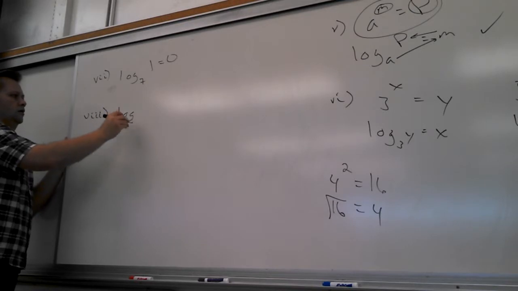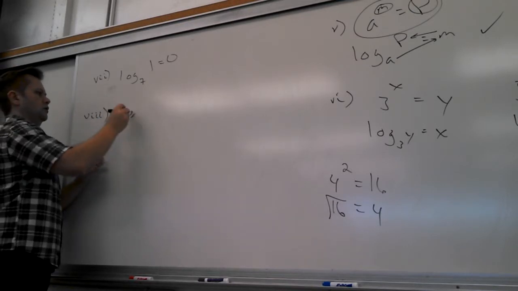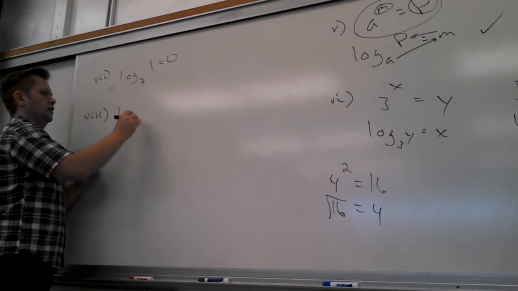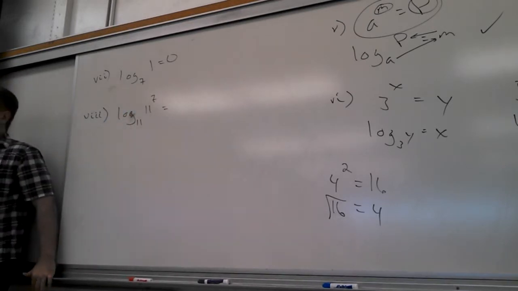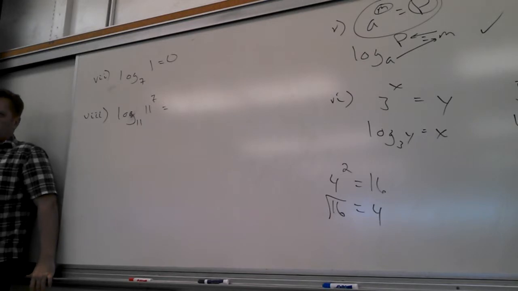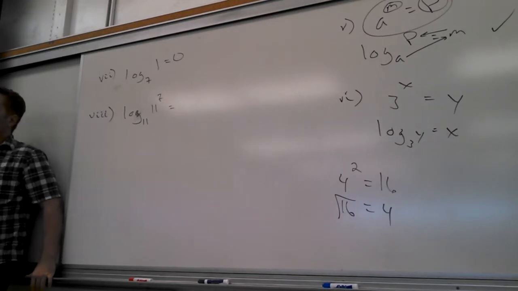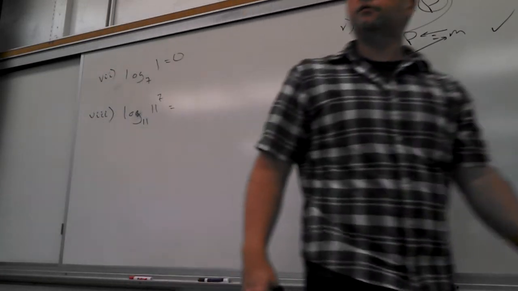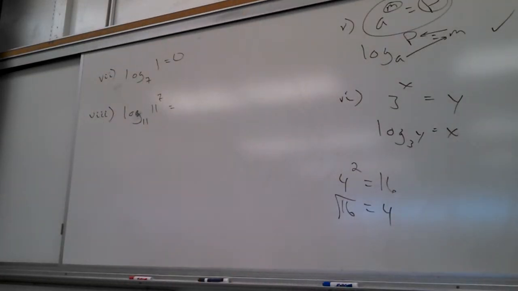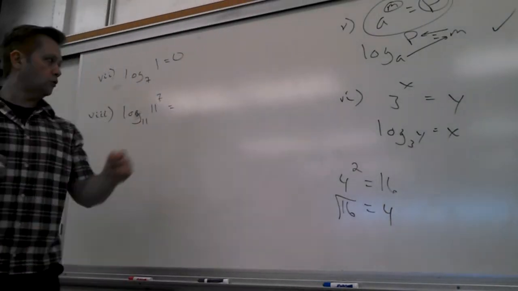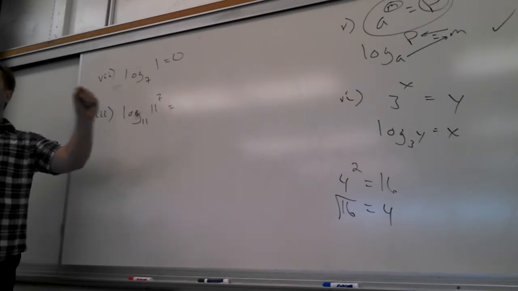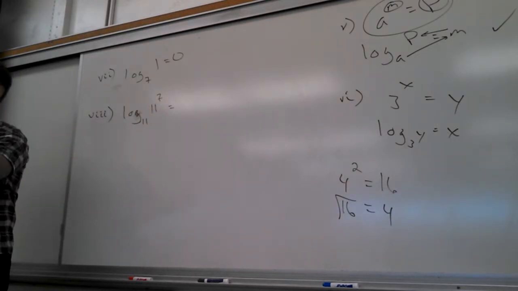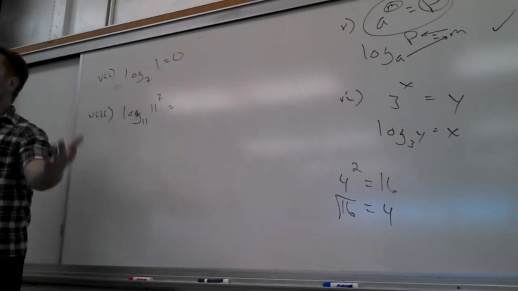What about this? Log base 11 of 11 to the 7th. This is almost too easy to believe. It tells you the answer. And some of you are like, don't say that to me, I don't know what the answer is and you're saying it's easy. I feel bad now. Well, again, what's the question asking you? How many 11s do you need to make 11 to the 7th? You see how it's telling you the answer? How many 11s do you need to make 11 to the 7th? Well, you need 7 of them.